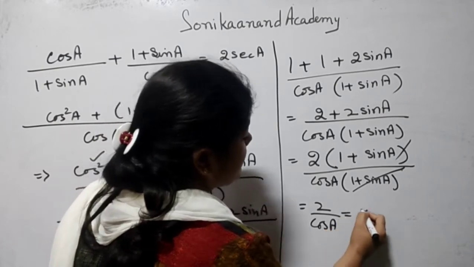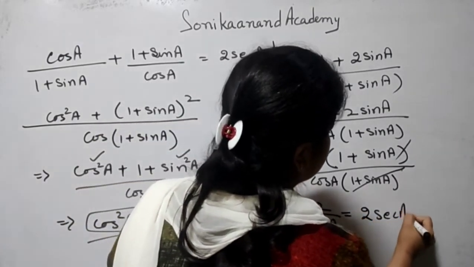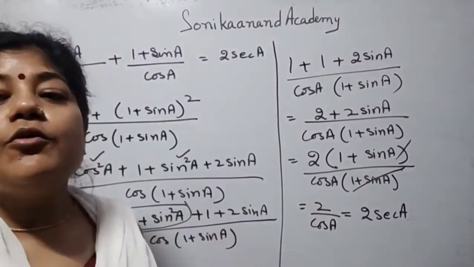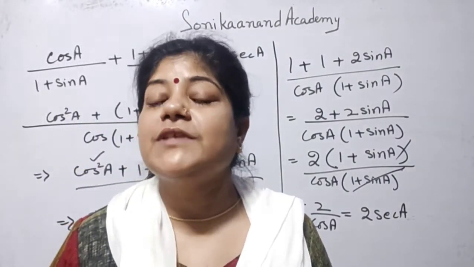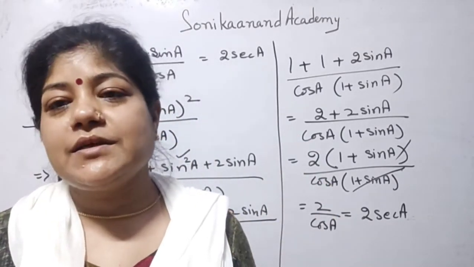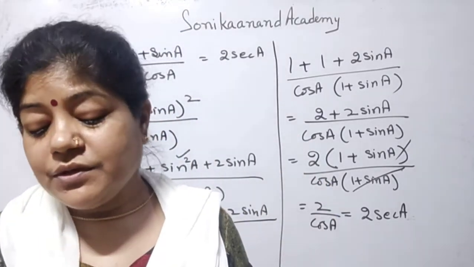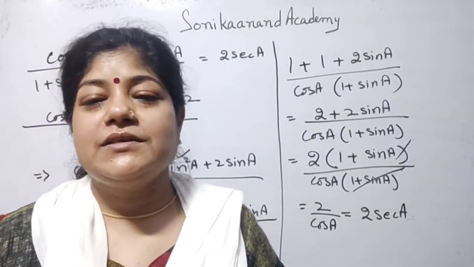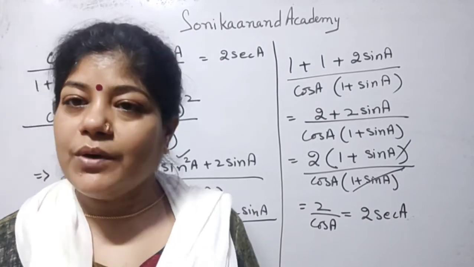And it is nothing but 2 sec a. So the basic format is that you have to convert the trigonometric identities into the form of sin theta and cos theta and just solve each and every step. I'm damn sure that in 90% of cases, even 95% of cases, you can easily reach your goal.